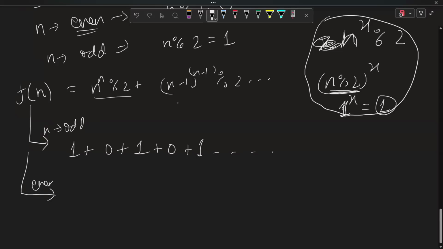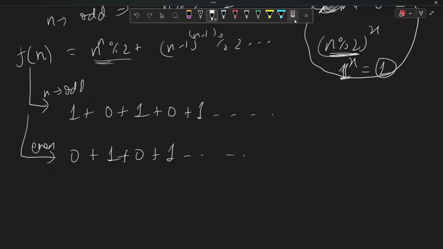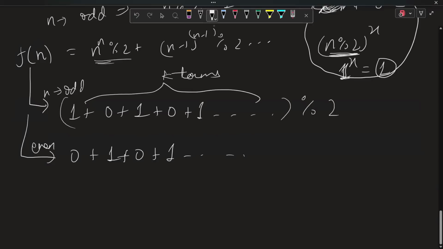This sequence would continue. And if it is even, this one would be 0. So 0 plus 1 plus 0 plus 1. This one would continue. So I hope this is clear. And then you just need to find whether this sum, you would have k terms here, modulo 2 is odd or even. That's what you need to find. Here also there would be k terms.